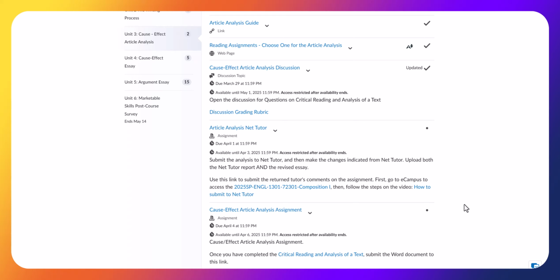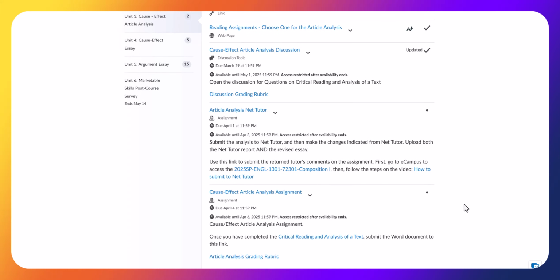When you've gotten your document back from NetTutor, you're going to make all of those changes that the tutor has recommended for you. And then you're going to submit the final copy of this assignment to this link right here. Now remember, it's due on April the 4th, and it must be submitted by April the 6th.